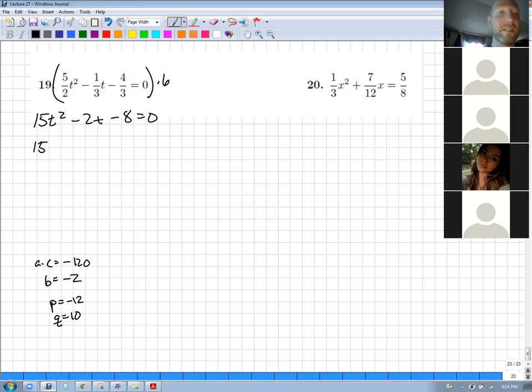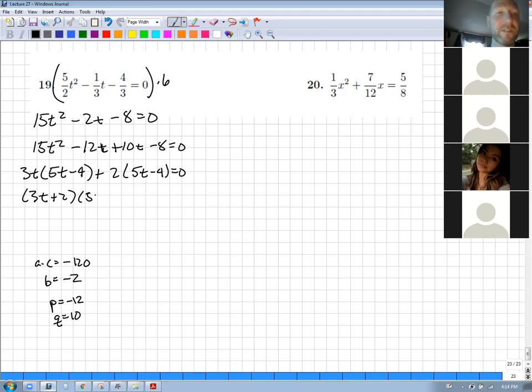So we have 15t squared minus 12t plus 10t minus 8. Factor out a 3t, which leaves a 5t minus 4. Pull out a 2, 5t minus 4 again. So 3t plus 2 times 5t minus 4. So t is either negative 2/3 or positive 4/5.